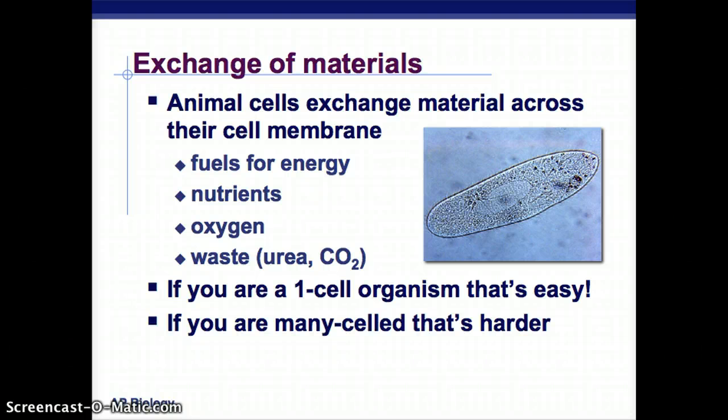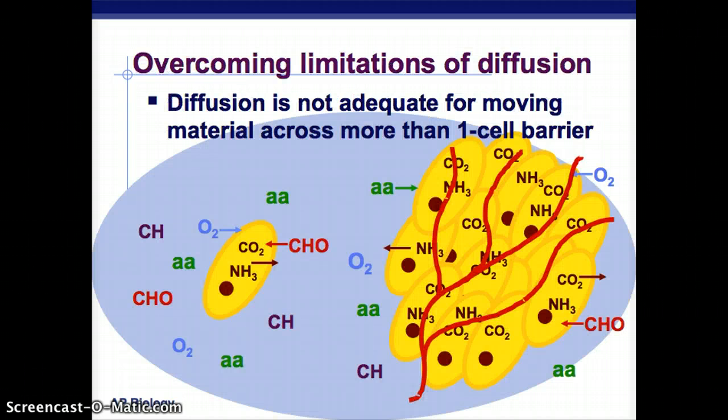Animals have to exchange material across their cell membranes, usually by diffusion. They either have to get fuels, nutrients, or they take in oxygen, or they give off waste, like carbon dioxide. If you're a one-celled organism, it's easy, but if you're many-celled, it's harder because you're not in contact with your environment. So diffusion doesn't work well for moving across more than one cell barrier. So here's one cell barrier, works pretty easily. And here gets a little crazy, which is why we end up adding a circulatory system.